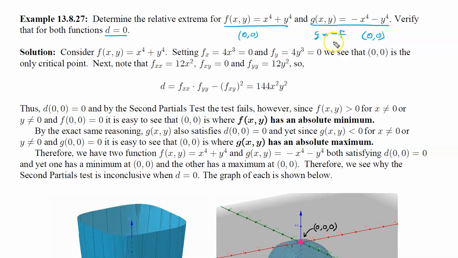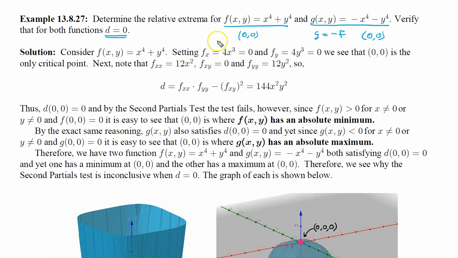However, doing some quick calculations, we'll see that d for both of these is 0. So you see we have two functions, one that has a relative minimum, one that has a relative maximum, yet d is equal to 0 for both of them. So that's why the test fails, because we have an example here where d is equal to 0, but we have different relative extrema.